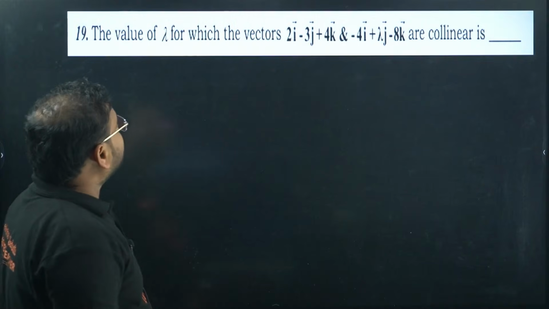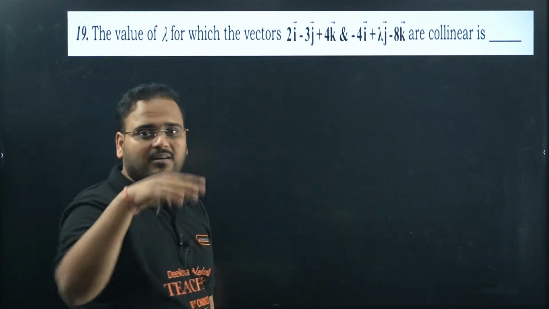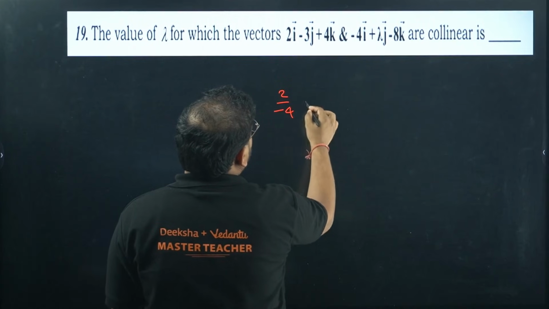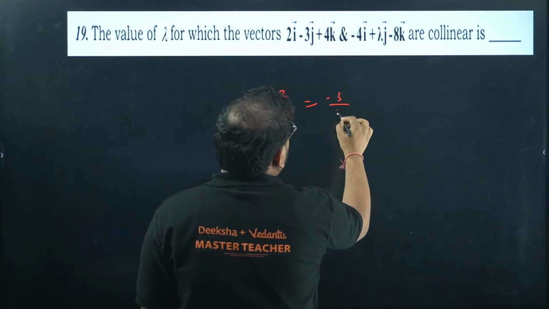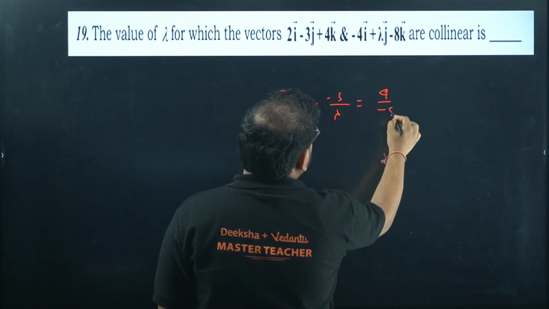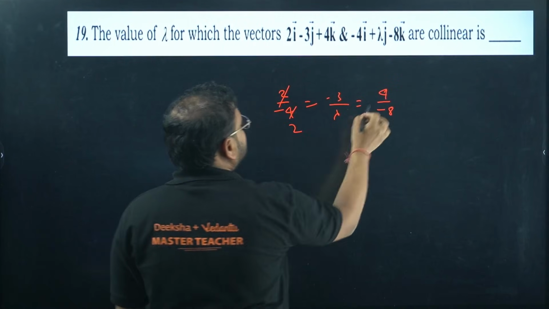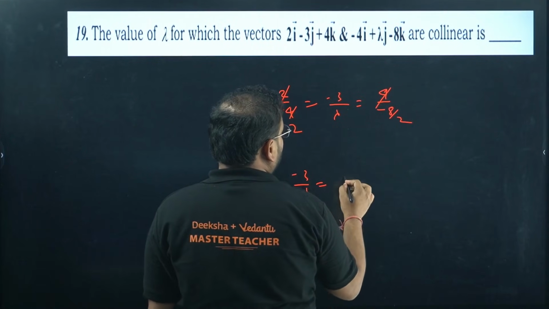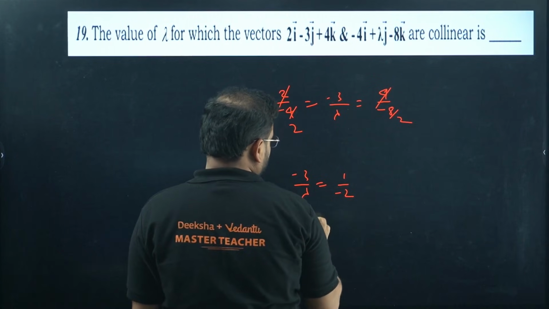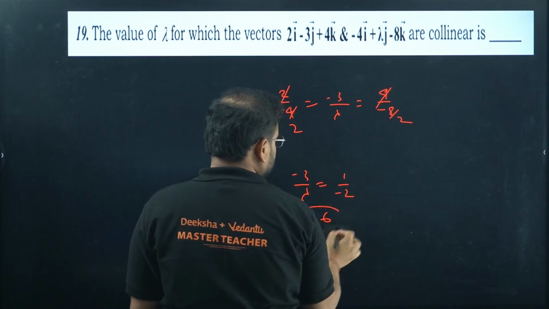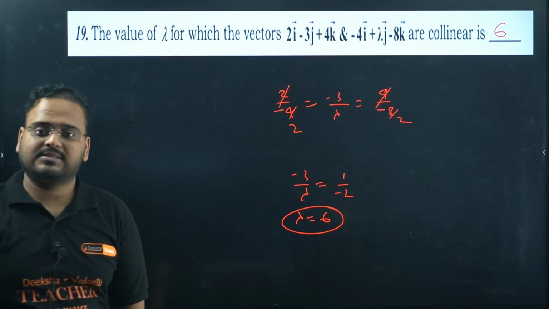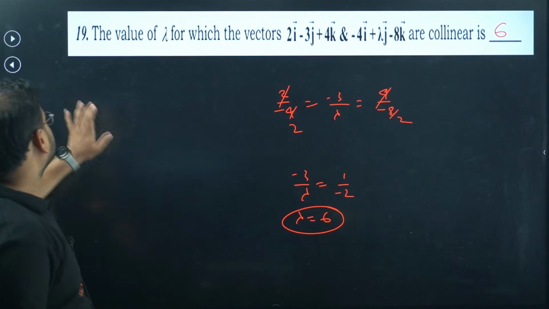The value of lambda for which the vectors are collinear. Simply take the ratios, right? So 2 by minus 4 equals minus 3 by lambda equals 4 by minus 8. Check here. Minus 2. Okay, so minus 3 by lambda equals 1 by minus 2. So lambda will be equal to what? 6. Cross multiply and get the answer. Lambda is equal to 6.